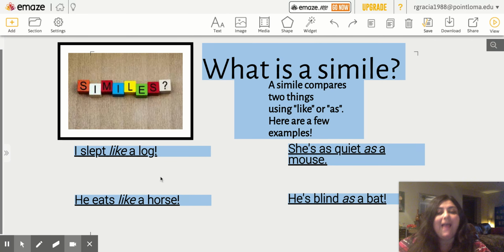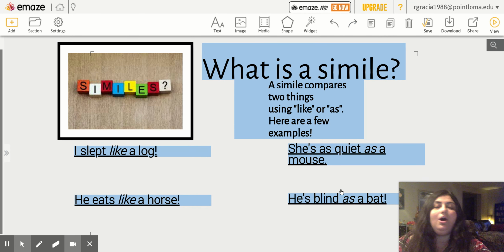He eats like a horse. I'm comparing the boy or the man to a horse because he might eat a lot, like a horse. Quiet as a mouse. Comparing a girl that's very, very quiet to somebody like a mouse, very teeny tiny and mousy. Blind as a bat. So you'll notice I slept like a log, like a horse, as a mouse, as a bat. Those are similes.